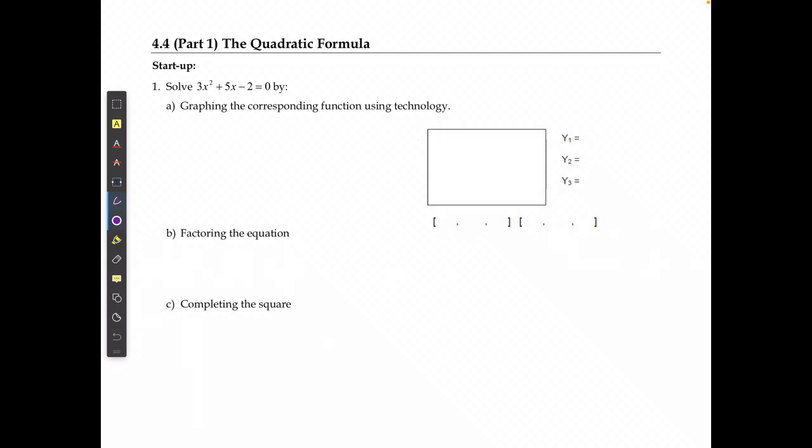Okay, for this lesson, we're going to take a look at our last method for how to algebraically solve quadratic equations. We're going to do this using what's called the quadratic formula. So to begin, we're going to take a quick review of the methods we've learned so far.